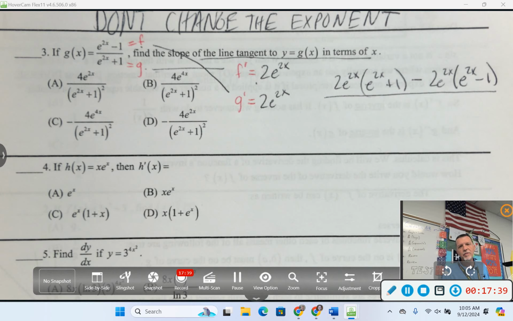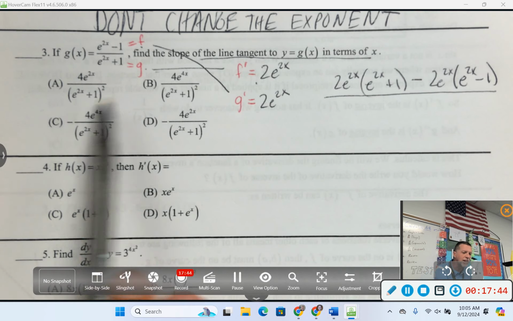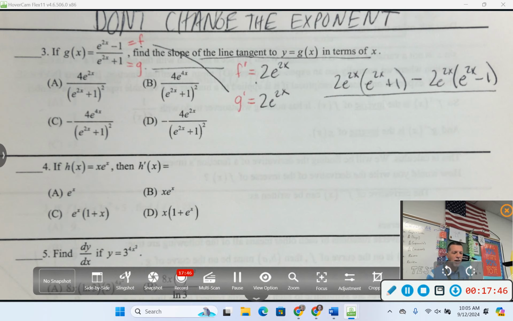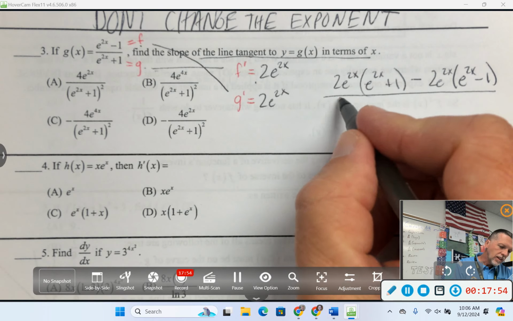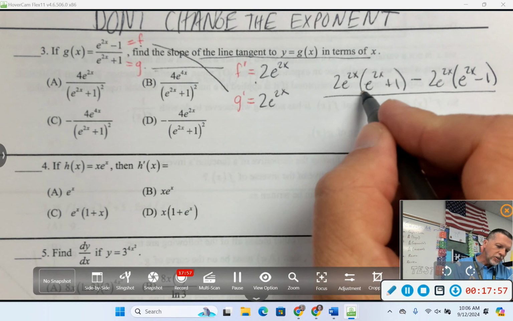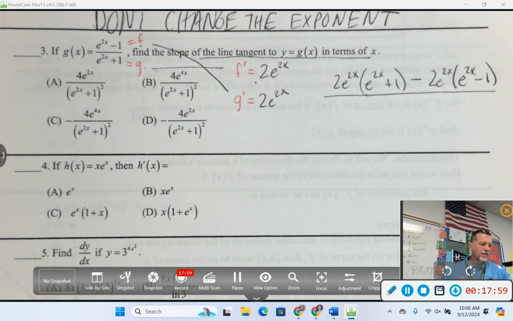And I probably don't even have to worry about writing the bottom. I mean, I know it's the bottom squared, but look at my answer choices. They all have the bottom squared, so I'm not really worried about that one. Okay, I got to simplify the top here. So 2e to the 2x times 2e to the 2x.